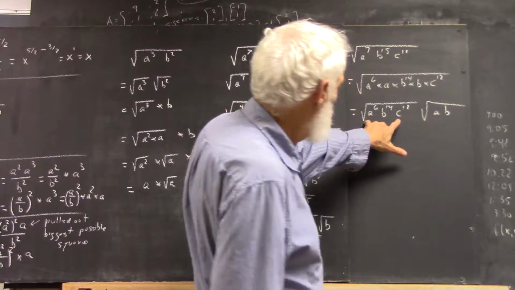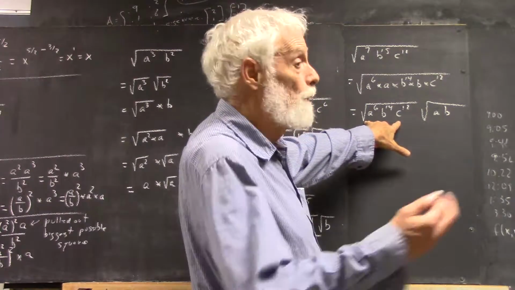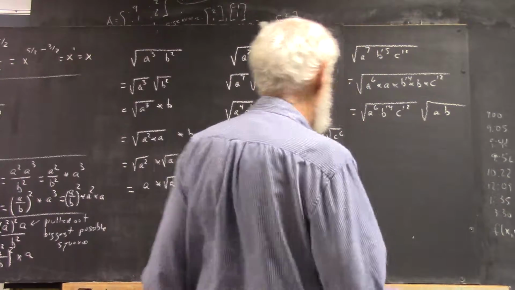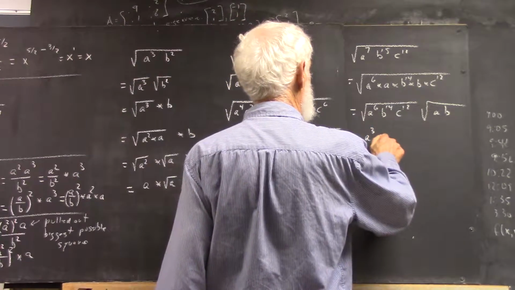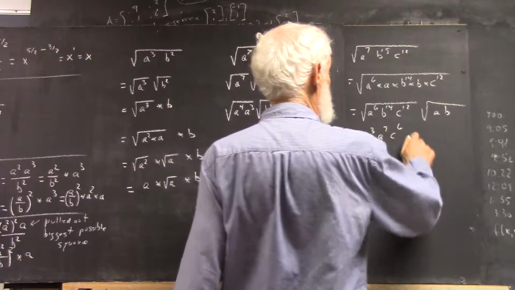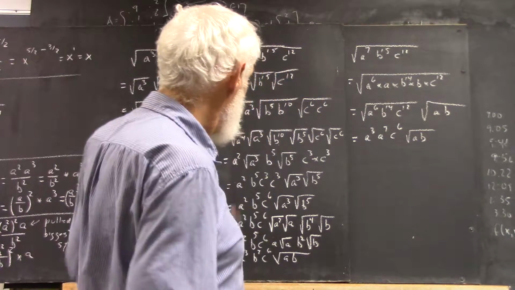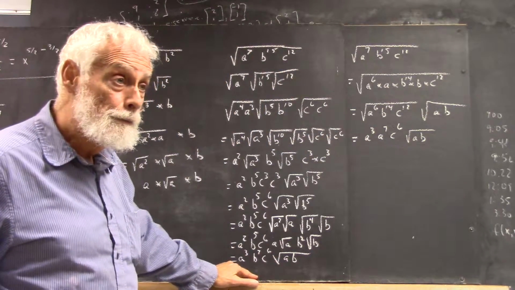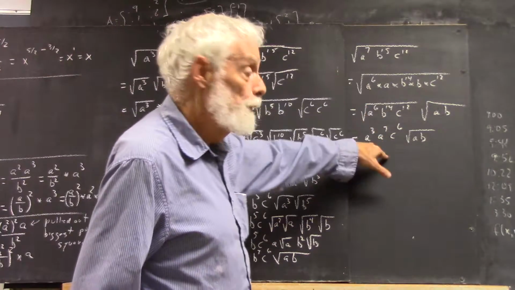What I've now got is all these powers are even powers, so I can take the 1/2 power of every one of them and get an integer power. And it should be clear to you that the 1/2 power of this is a cubed, b to the 7th, c to the 6th, right? And then times the square root of ab. And I've gotten the same expression that I got here, okay? But I've gotten it in only a few steps.